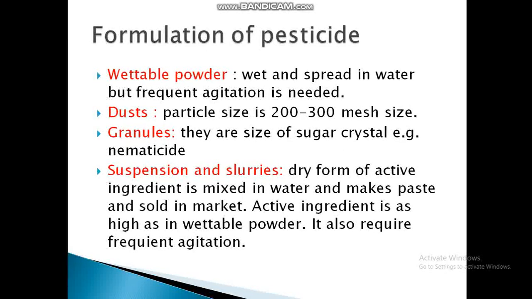Suspensions and slurries. The dry form of the active ingredient is mixed in water to make a paste, and this paste is sold in the market for use. The active ingredient is as high as in wettable powder. It also requires frequent agitation.